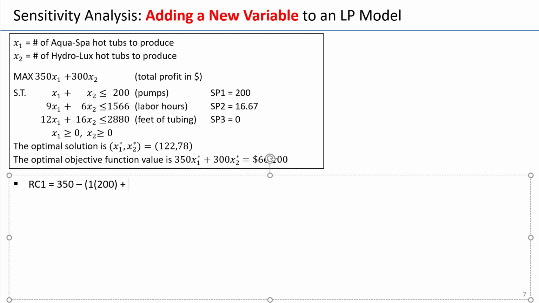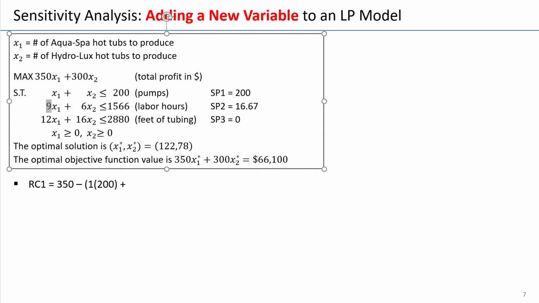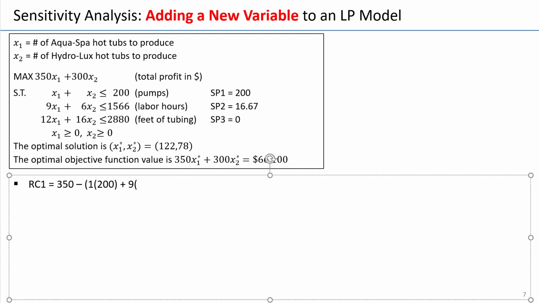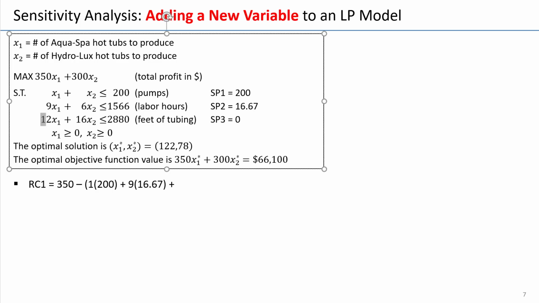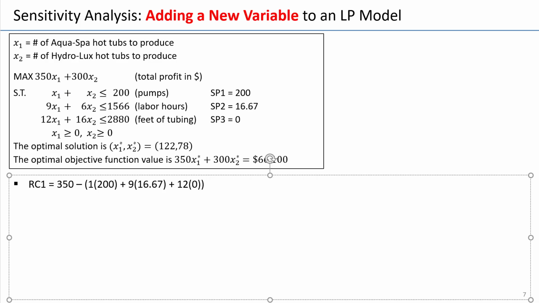Plus, it uses 9 labor hours times shadow price 16.67. It's actually 16 2/3 if you want very accurate calculation. And plus, it uses 12 feet of tubing at shadow price 0, so it will be 12 times 0. Obviously, this will be 0, right? So it's 350 minus 200 plus, and if you do the calculation exactly with 2/3 instead of this 0.67, you'll get 150 plus 0, right? So you get 350 minus 350, 0, right?